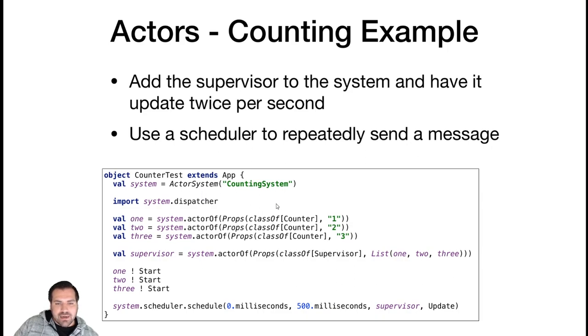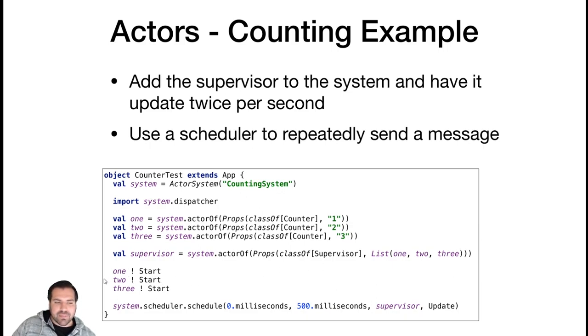And finally, to set up the whole system, we're going to create our 3 counters like we did before, but also create a supervisor. Its constructor takes a list of actor references. Each one of these, 1, 2, 3, these are actor references to the appropriate counter. And we're going to give it that list of those 3 actor refs. So this is how we can have one actor know about other actors and then communicate with them through those references. We just create some actors, put them in the system, and then tell another actor about those actors that exist, and then they can have their communication.